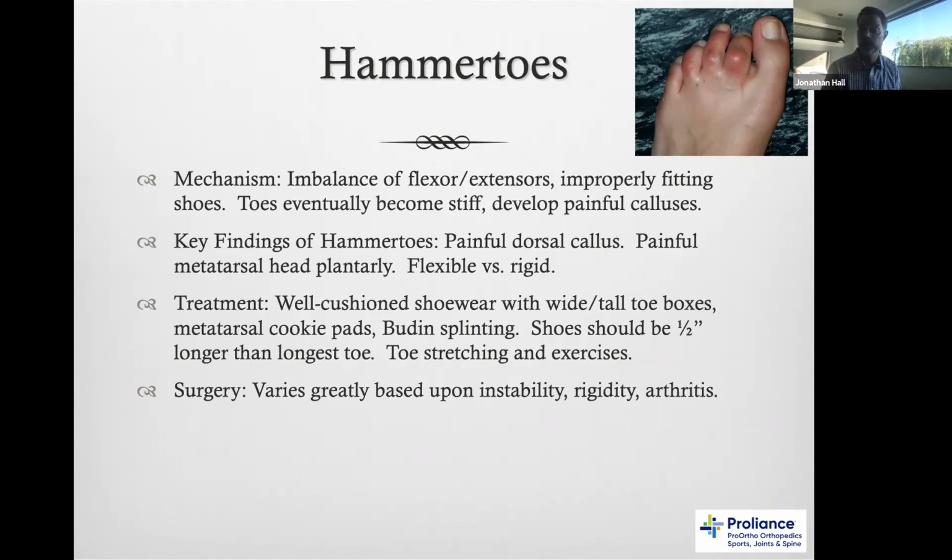And if it's flexible, we can do some things to try to stretch it out and give you accommodating shoe wear, and make sure that we can do our best to control your discomfort. But ultimately, if that doesn't work, then those can be straightened out with a surgery.